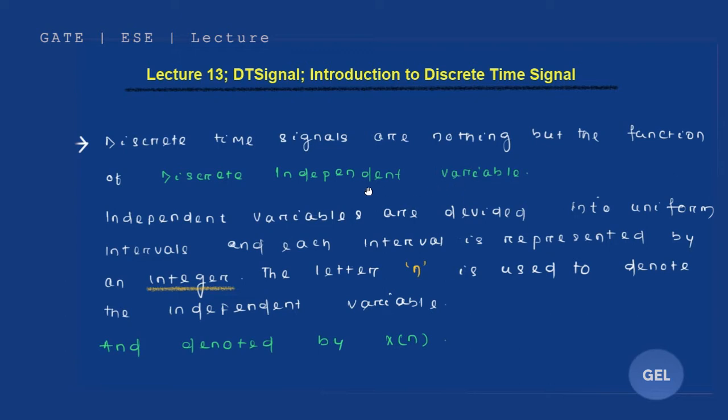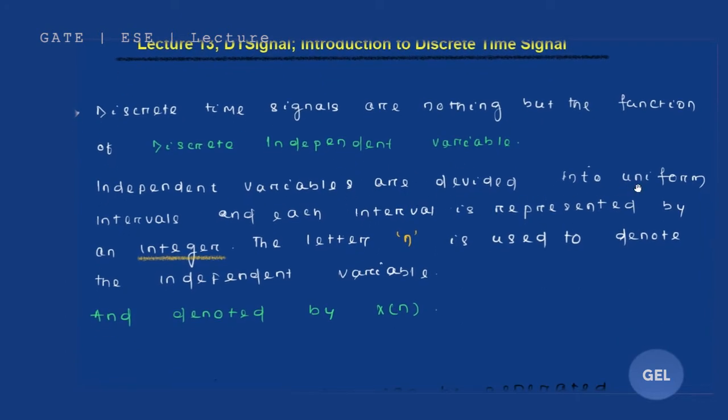Discrete time signals are nothing but the function of a discrete independent variable, and the independent variable is divided into uniform intervals, and each interval is represented by an integer. It's not a rational number, it's not a real number, it's an integer. The letter n is used to denote the independent variable, and the discrete time signal is denoted by x of n.